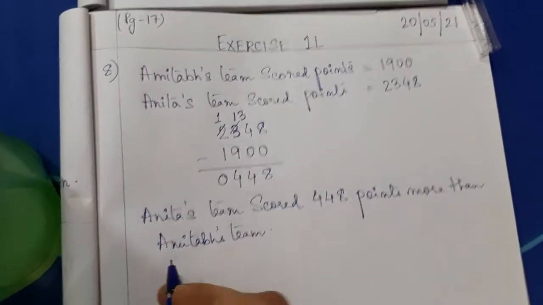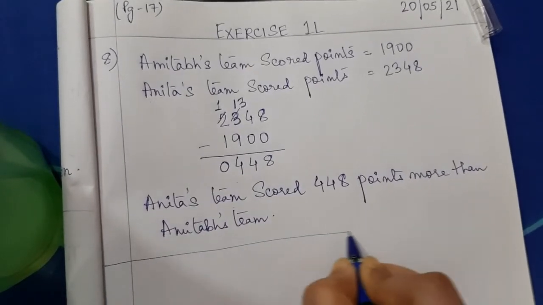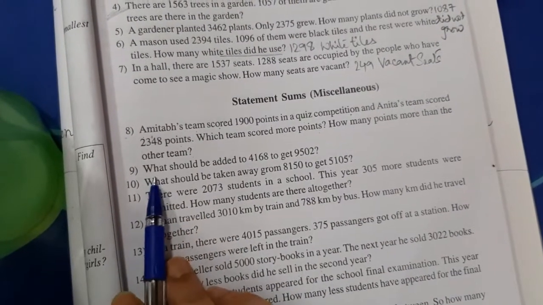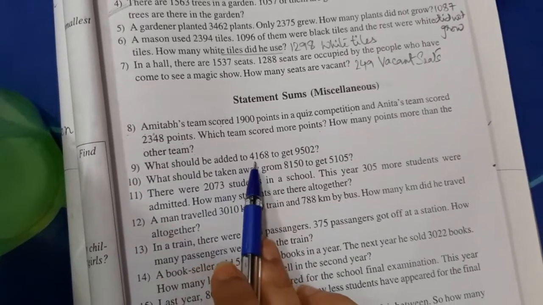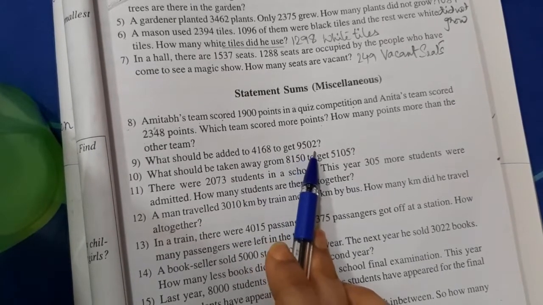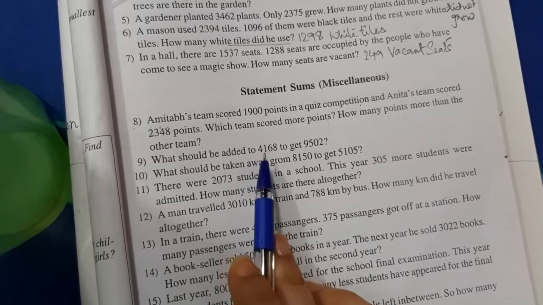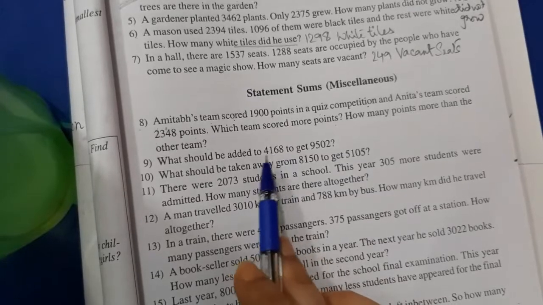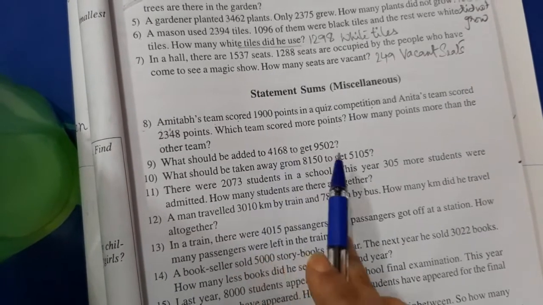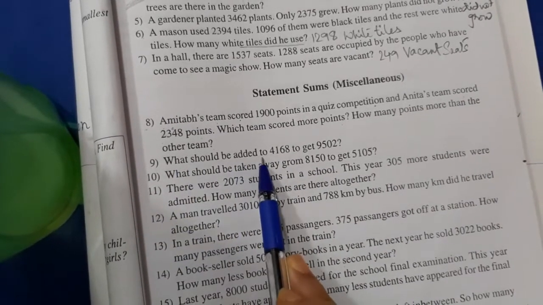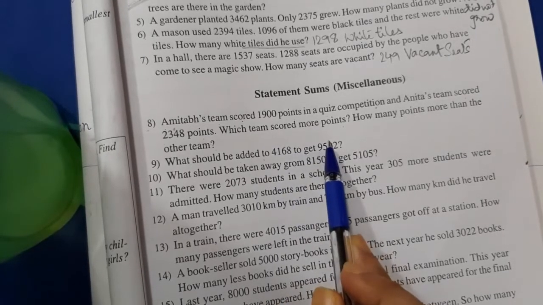Now let's move on to the second one. We are going to draw a line here. Alright. And we are going to start with number 9. And what does question number 9 say? The question number 9 is, what should be added to 4168 to get 9502? So in this question you have to understand that 9502 is greater than 4168, right? 9000 is greater than 4000, right?